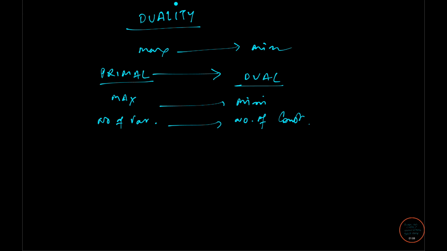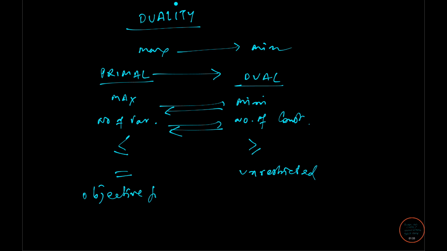The number of constraints will become the number of variables, so it's always vice versa in both directions. Now, less than type constraints will become greater than. Equal to type constraints will not be changed, but they will become unrestricted. The objective function will become the RHS of the constraints, and the RHS of the constraints will become the objective function.